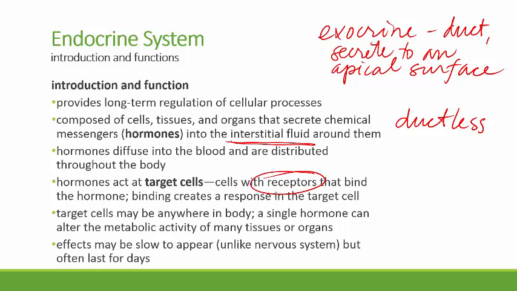And so we can produce different actions in different locations of the body using just one hormone to do that. So a single hormone can control the activity of multiple cells and organs, and it can cause a different function depending on the cell that it is binding in. The effect of an endocrine secretion of a hormone is generally slow to appear.